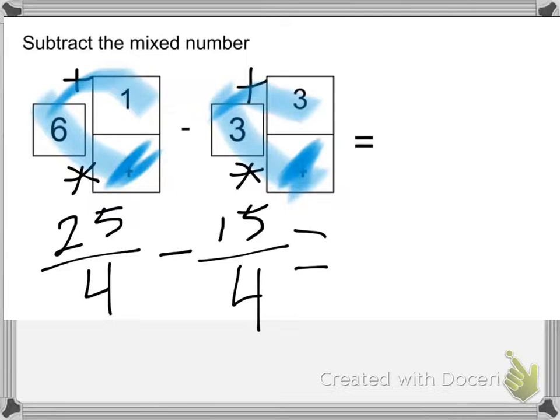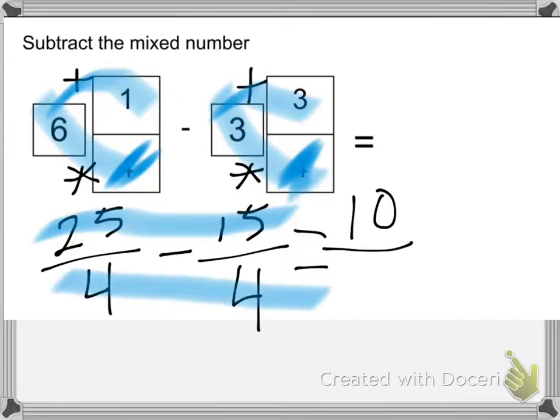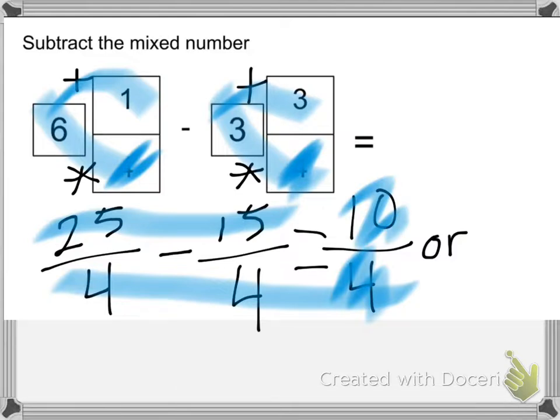Okay, then I'm going to subtract 25 minus 15. That equals 10 over 4. Again, if you want to leave it like this, you can. Or since 4 can go into 10 2 times, and there's 2 remaining, so 2 2/4.